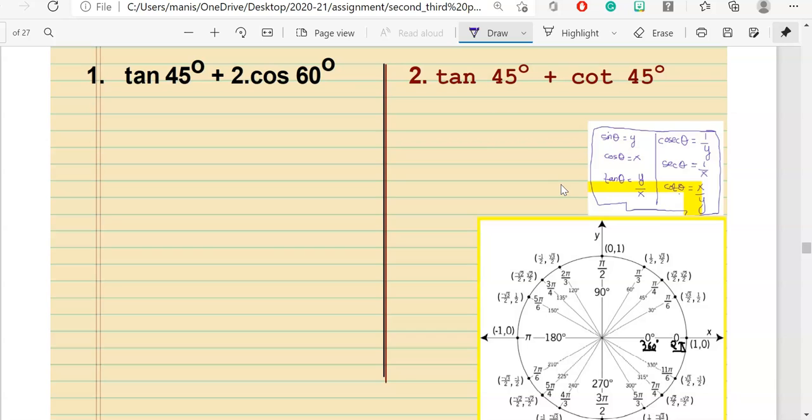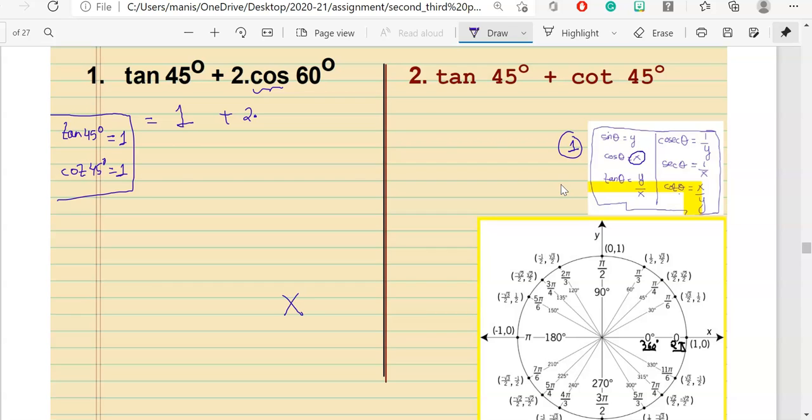Tangent 45. If you remember, in the previous session I have already told you, whenever you see tangent 45, you should write your answer as 1, and cotangent 45 is also 1. We will use just the straight away values for this. We will not solve this. So this means my tangent 45 will be 1 plus 2 times. Now, this is your cos. So let's go to our first chart over here. What is your cos? Cosine, that's your x. So this will be my x over here. Now, this one is done.